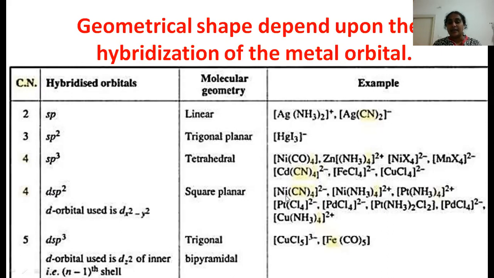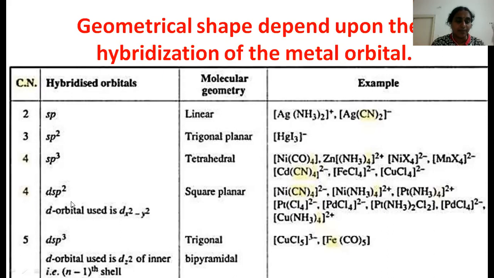So generally, nickel +2, platinum +2, palladium +2 complexes will form a square planar complex rather than a tetrahedral complex. In these complexes also the coordination number is 4, but here the metal undergoes dsp2 hybridization. So the geometry of this complex is square planar.